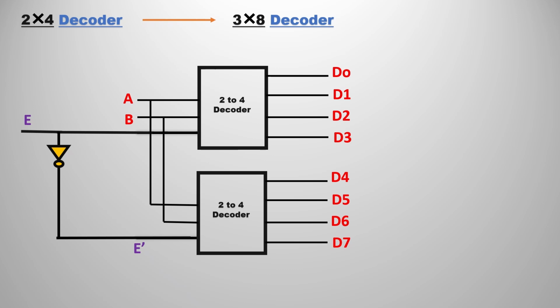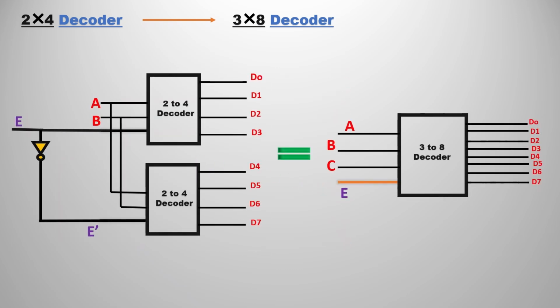Suppose AB is 0 0, then with E bar it is 1 0 0, that is D4. Likewise you can obtain any sum. If you want the seventh one, that is E bar equals 1, then suppose AB is 1 1, so that is E bar AB, the output would be 1 1 1, that is D7. I hope you are understanding this.